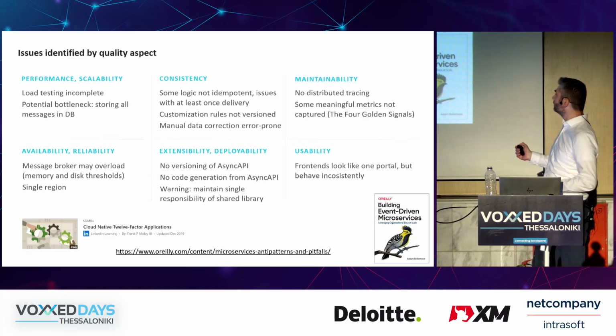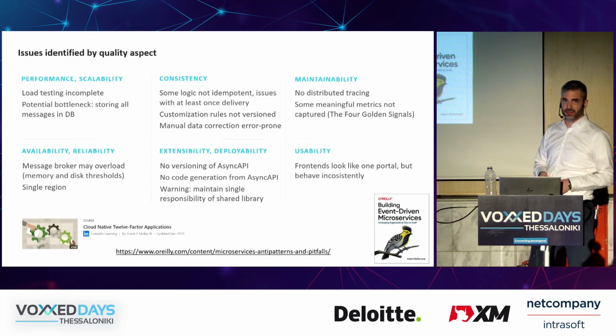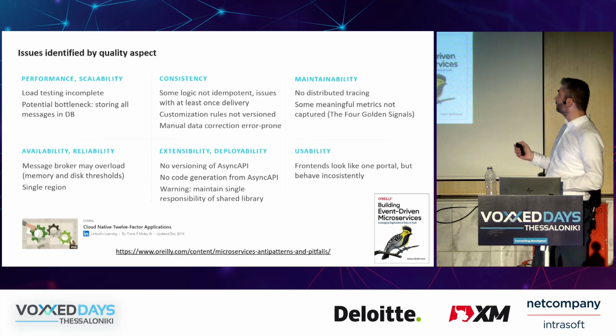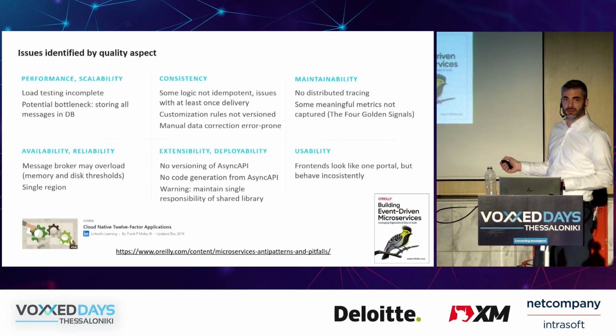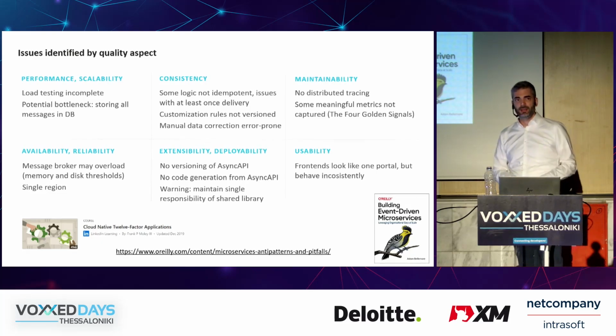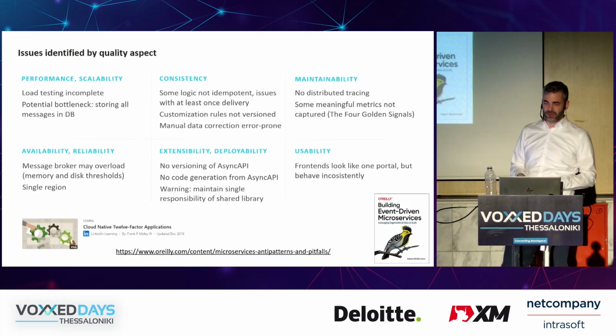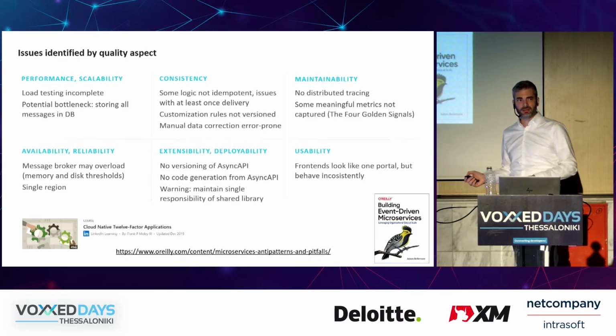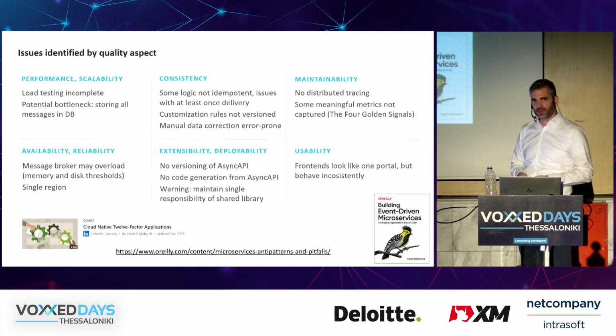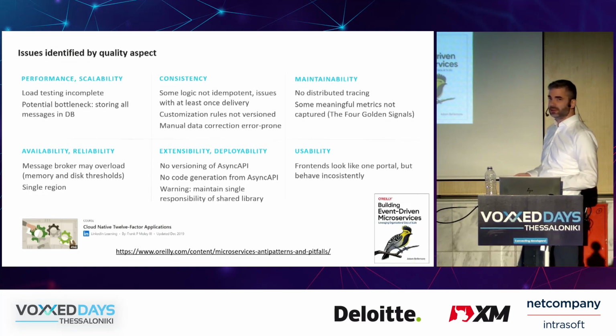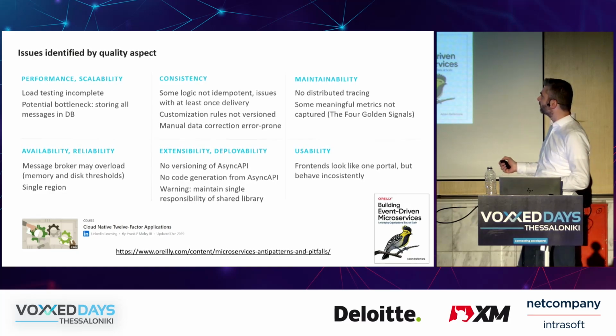In terms of maintainability, they had no distributed tracing. They didn't monitor all of the meaningful signals, so I recommended to them to check out the 4 golden signals from Google. In terms of availability and reliability, there were issues with the message broker because they had some problems with setting the memory and disk thresholds, and they were running on public cloud in a single region. I told them that, well, just think about this single region thing. You might not need it, but you need to think about availability SLAs as well.